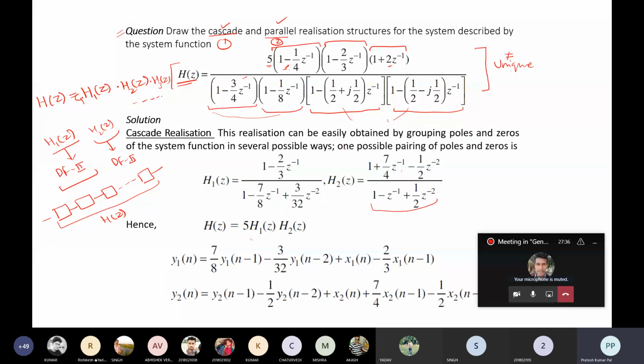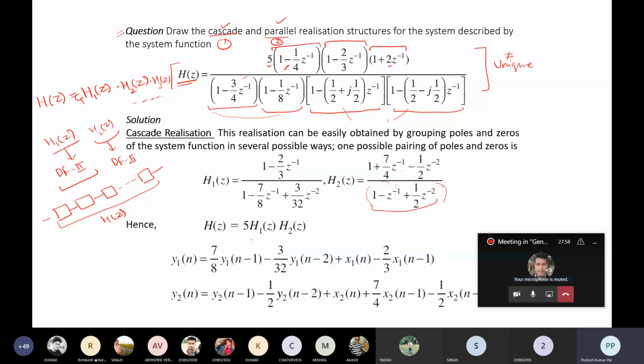Okay, so either you can have only H1 and H2, or we can have H1, H2, H3, H4. Okay, based on your preference you can do that. So here it is in the form of 1 by 2 j in the form of poles. Okay, so after multiplying this we will be getting this as the representation.